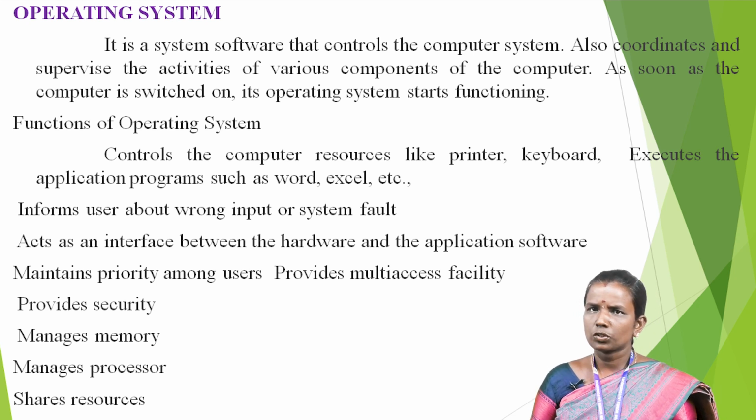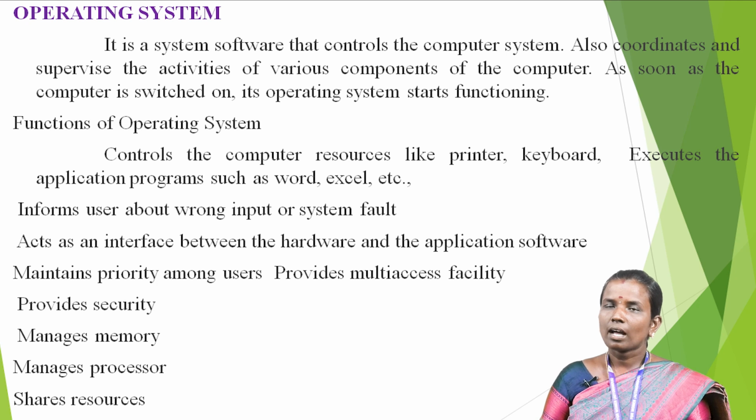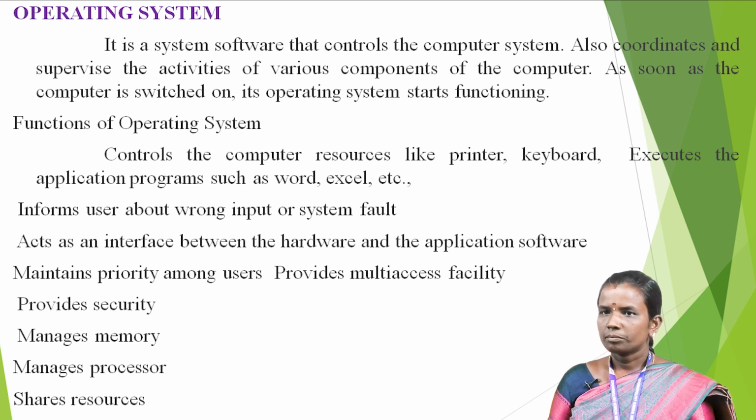Classifications of operating system: single user operating system, multi-user operating system, graphical user interface operating system, multi-processing operating system, multitasking operating system, multi-threading operating system. First one, single user operating system. This operating system controls only one user at a time. Then multi-user operating system. This operating system controls more than one user at a time.